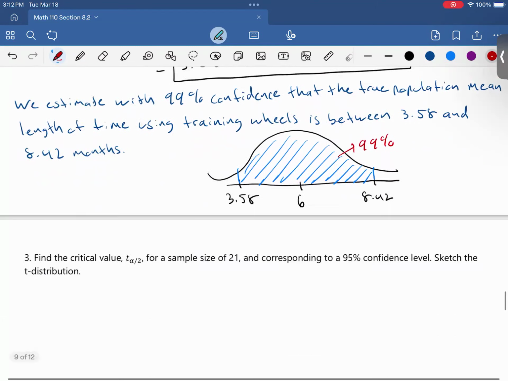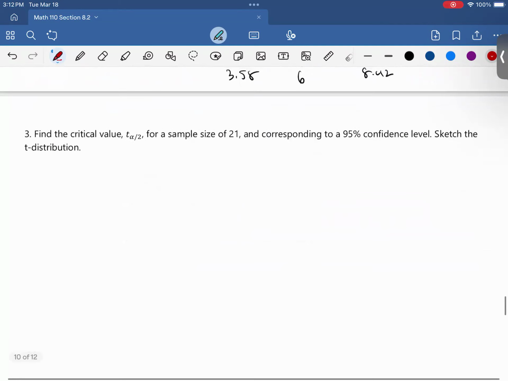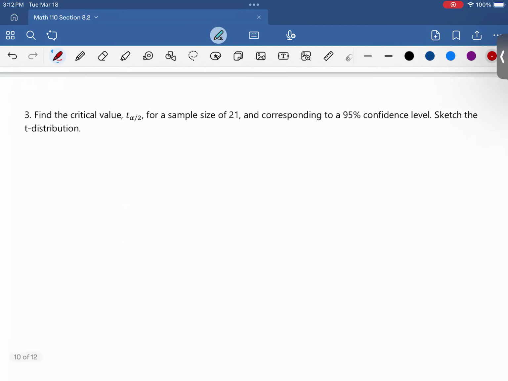So one more question. We have finding a critical value for a sample size of 21 and a corresponding 95% confidence level. And then we want to sketch the t-distribution. So here we have a couple things to take note of. We have our sample size, which is 21. We have our confidence level, which is 95%. And we want to find a t-score or critical value.